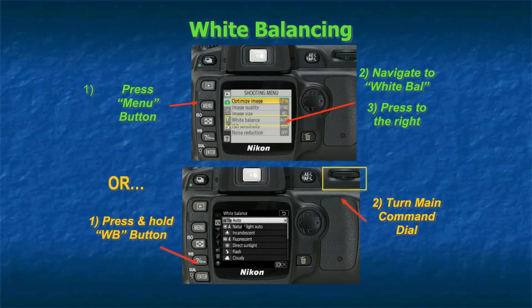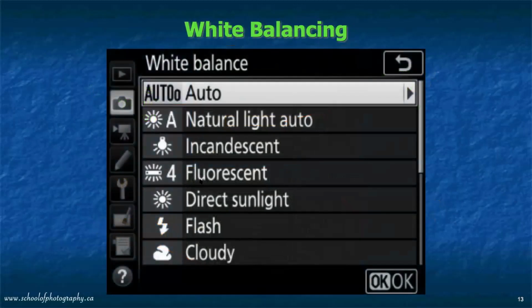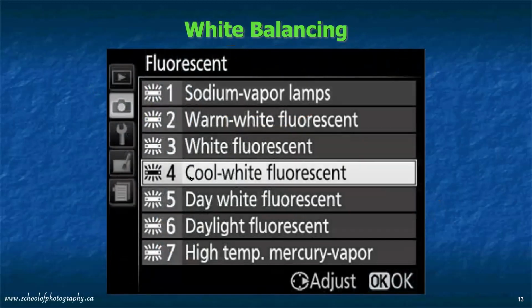Now, Nikon, you might notice if you do own a Nikon, if you go to the white balance and you go down to fluorescent, you'll see a number 4 beside fluorescent. Why is there a number 4? Well, when you go into the white balance on the Nikon, go to fluorescent and choose fluorescent, you'll see that there's more than one option. There's 7. And all of these have slightly different color temperature.